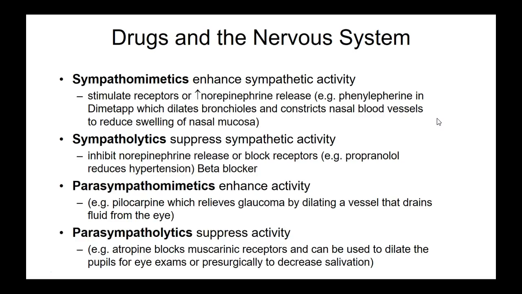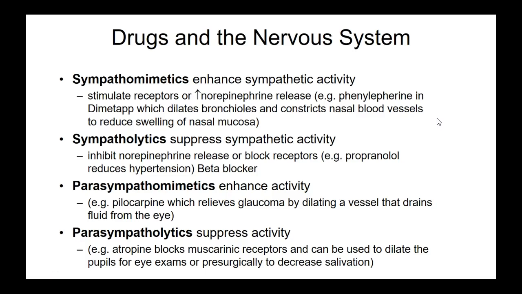There are compounds out there that mimic parasympathetic activation, so they enhance its activity. Pilocarpine is an example, used to cause dilation of vessels in the eye to relieve glaucoma. Glaucoma is an increase in fluid pressure in the eye. In order to relieve that, you increase blood vessels to be able to take that fluid pressure away.